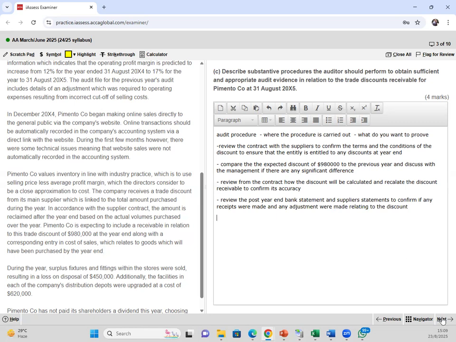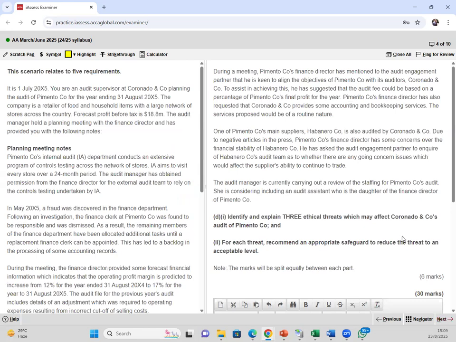Now let's move on to the next question. Identify and explain 3 ethical threats which may affect C company's audit of P company.